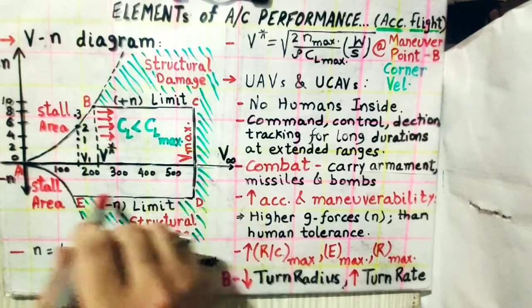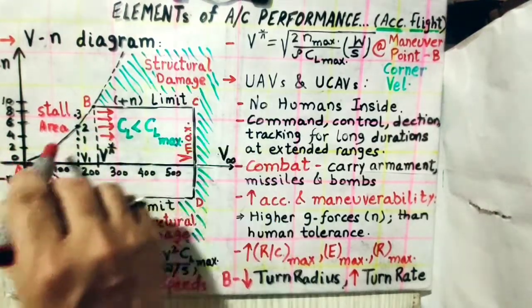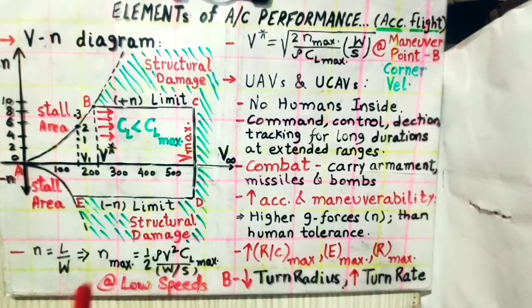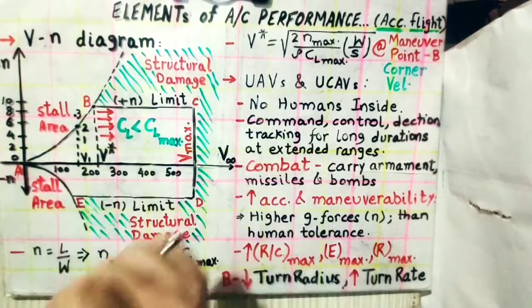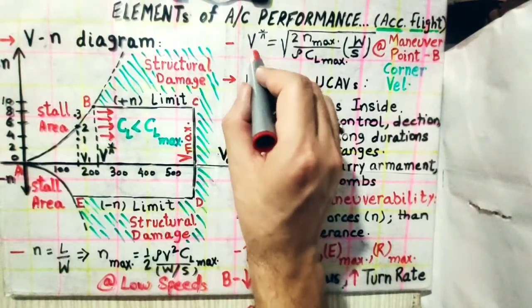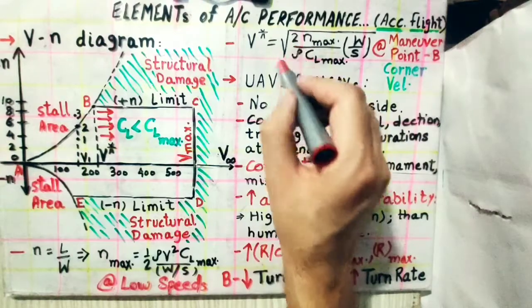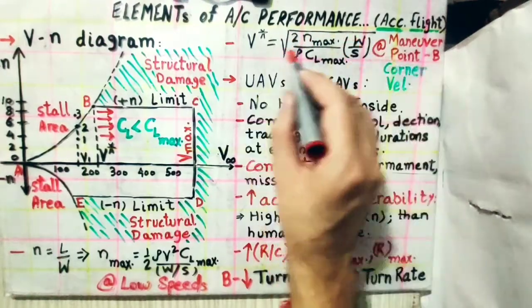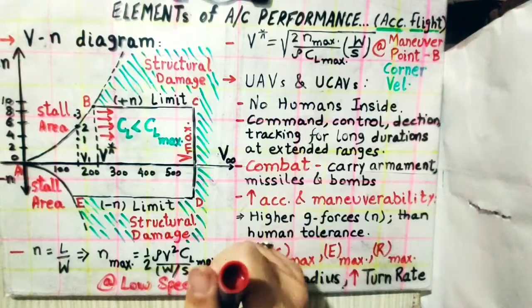And this complete figure is known as the VN diagram, the flight envelope. A, B, C, D, E. This whole is the flight envelope, and it's complete. Let's say we have this point B. Let's observe this point B for the time being, and you will see that V star is given by the square root of 2 times N max multiplied by W by S, the wing loading, divided by rho CL max.